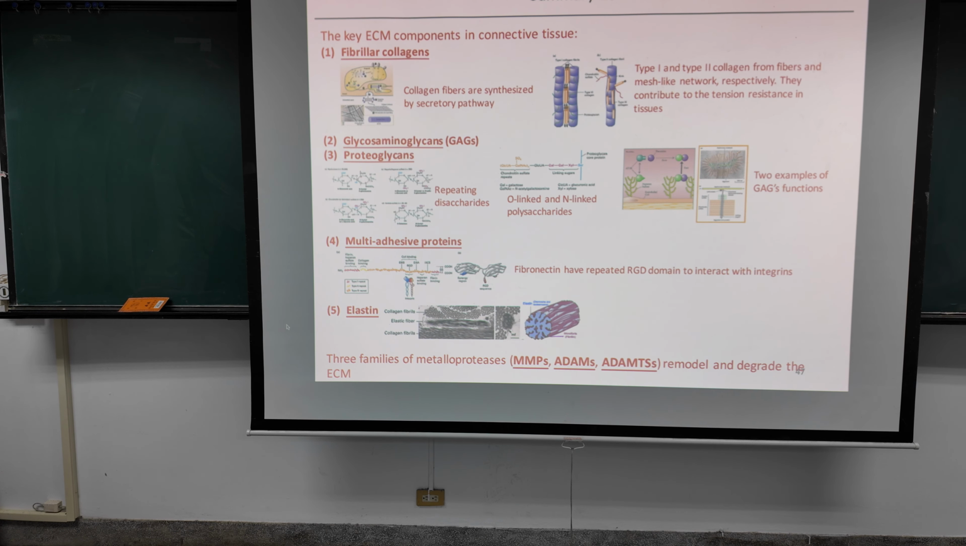It's a repeating assembly, and the protein content of the GAG conjugated with those GAGs, we call a proteoglycan. Okay. It depends on the amino acid they conjugate with. We call it O-linked and N-linked polysaccharide. And also fibronectin is a multi-adhesive protein which has a lot of binding sites for other proteins to bind with, and also has the RGD domain for the integrin interaction, and also introduce elastin. Okay, and the three families of the metalloproteinases, the ADAMs and ADAMTS, can modify and remodel the ECM for the cell to do other activities, and several inhibitors can also control those enzyme reactions.